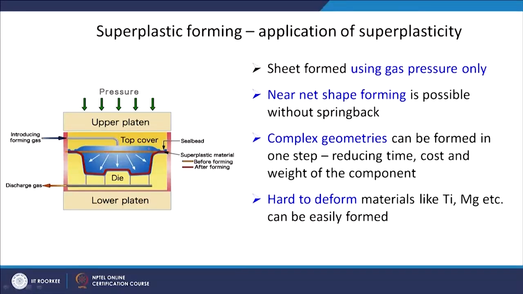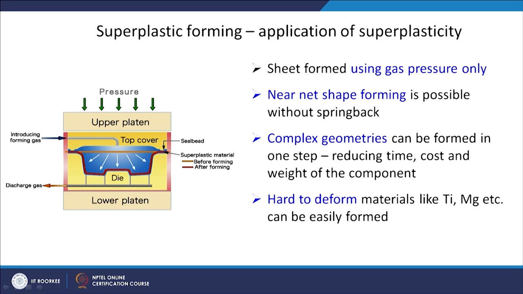As I was telling you, this is your initial sheet, shown in orange color. Then you apply the gas pressure, and the shape of the die is shown here. When we apply the gas pressure, the sheet is deforming.